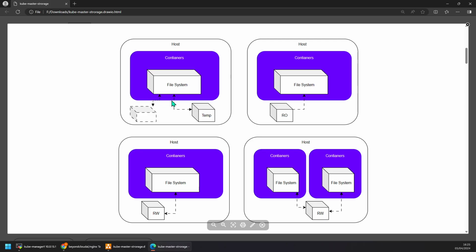That's the first thing. The second thing is that you're going to have this temporary folder, which gets created by default.